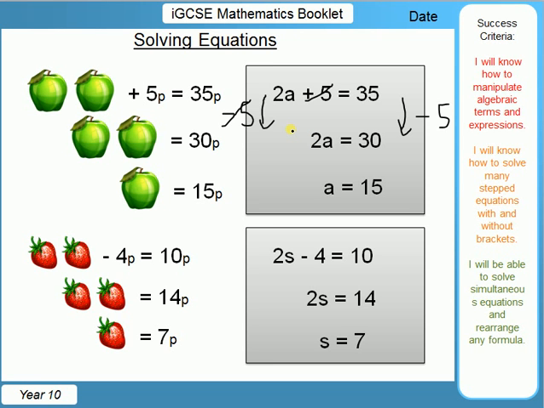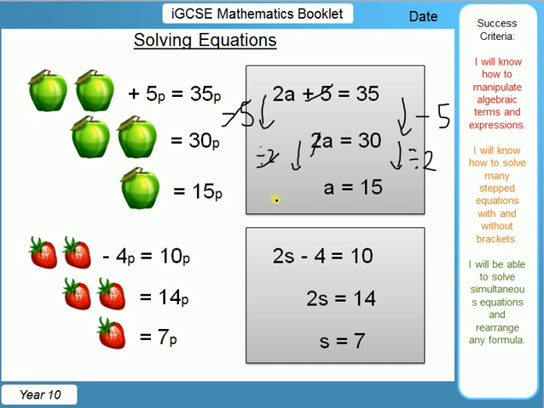Now remember that 2a means the same as 2 times a. So what's the opposite of multiplying by 2? That will then be divided by 2, making sure we do the same thing to both sides. The divide by 2 cancels with the times by 2 there, leaving us just a, and 30 divided by 2 is 15, and we have our correct answer. And this method works for many different kinds of linear equations.